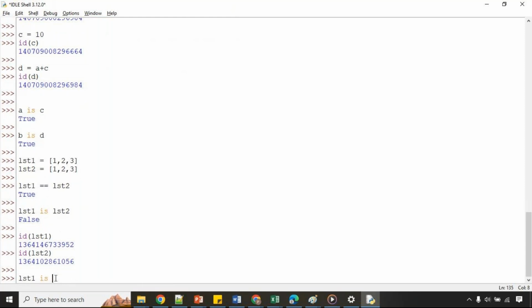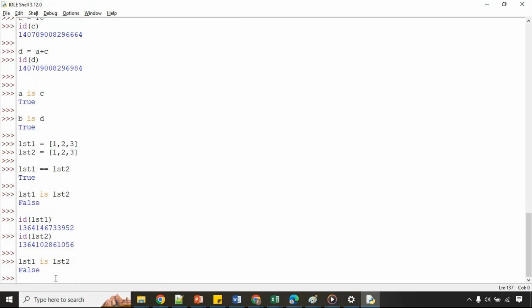List 1 is list 2, which is False. So the id addresses are not matched, but the elements are matched. But is is going to give the addresses. Generally, we are not much using this one.